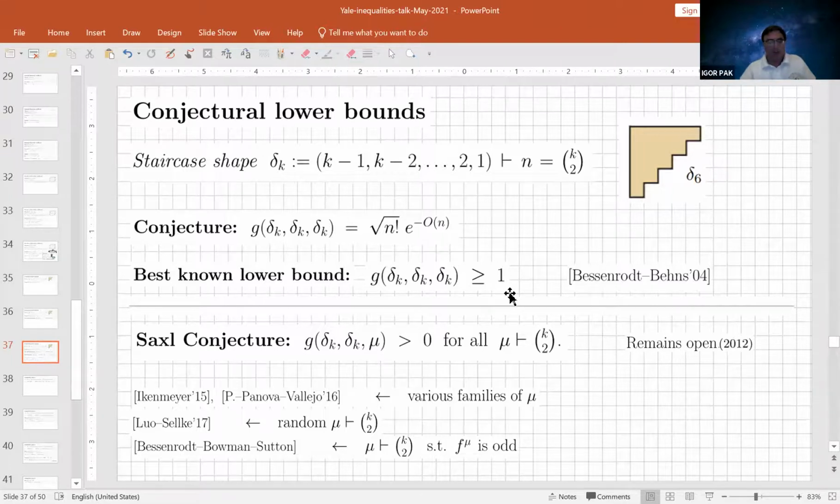So there's more to the story. There is Saxl's conjecture, which he made when he was visiting UCLA, which says that, in fact, when you take two staircases and another one, and the third one can be anything, then the Kronecker coefficients are all greater than 0. But we are nowhere close to understanding that. There are a bunch of special cases for which Saxl's conjecture is known to be true, but it's basically open. Everyone good with this slide?